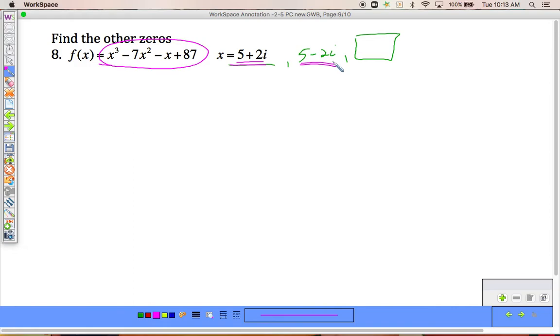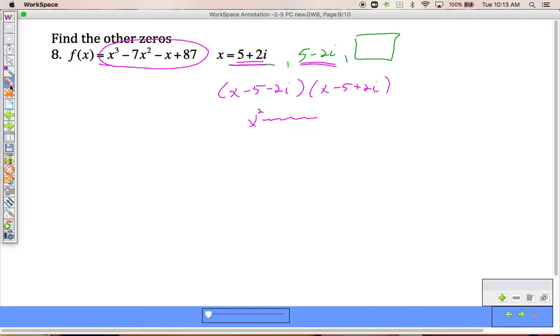So what we could do, which we're not going to do because I want to show you something different, we could write it as a factor, we could distribute, we get an x squared, blah, blah, blah, whatever that happens to be. All right, but I'm not going to do it that way. I want to show you something different. This is how I do them, and it may help you. If it doesn't, do it the way with the factors.